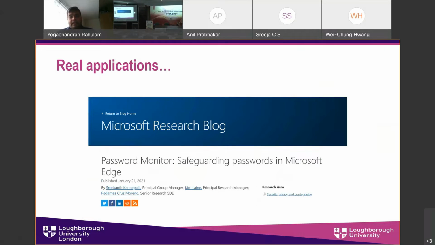And Microsoft recently came up with something called Password Monitor, so I would suggest you have a look at this one, right?